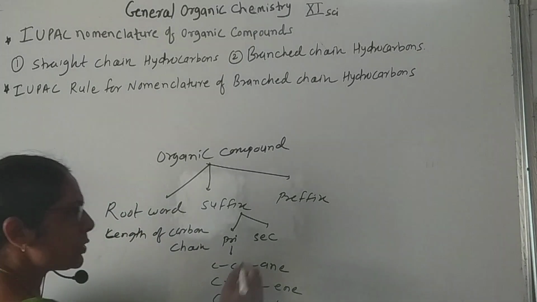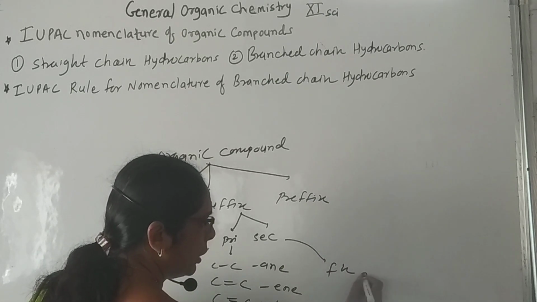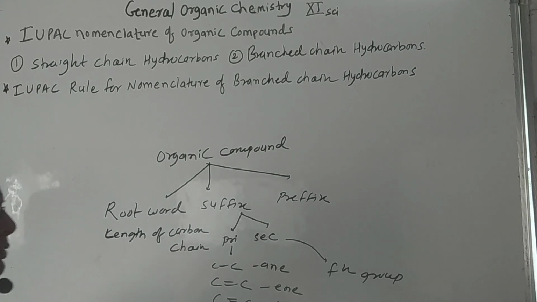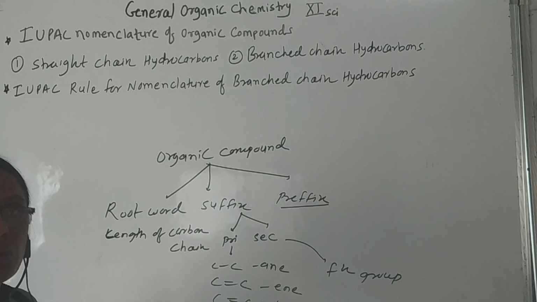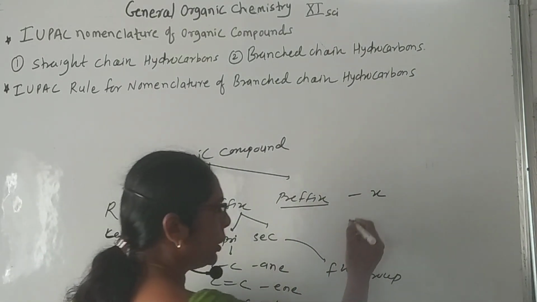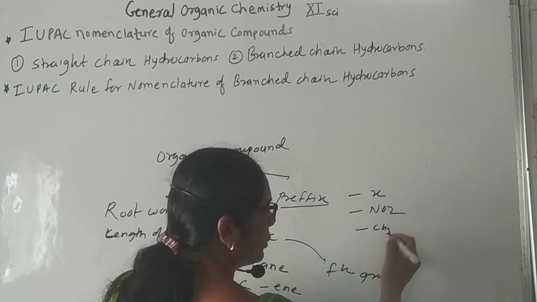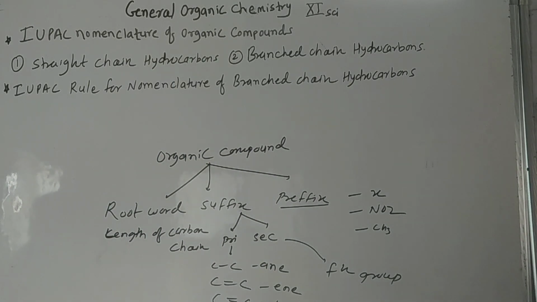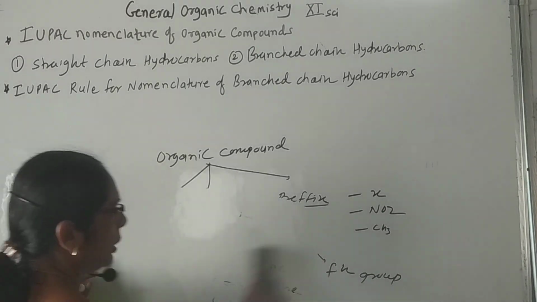In the case of the secondary suffix, it gives an idea about the functional group, which functional group the given organic compound possesses. And the prefix is used in the case of those organic compounds containing halogens, chlorine, bromine, iodine, or nitro compounds, or the alkyl groups which are present. In that case, we use a prefix. So this idea we learned in the last lecture.